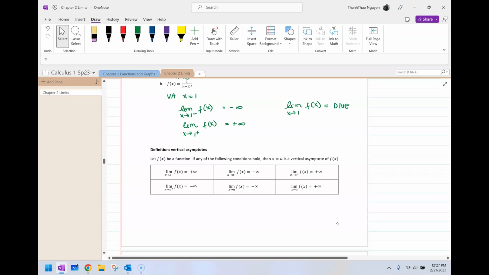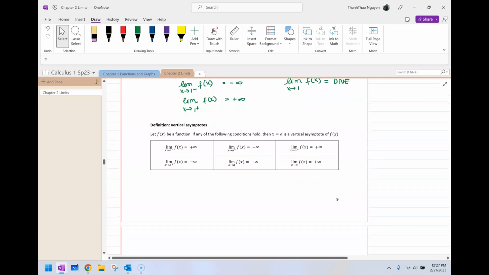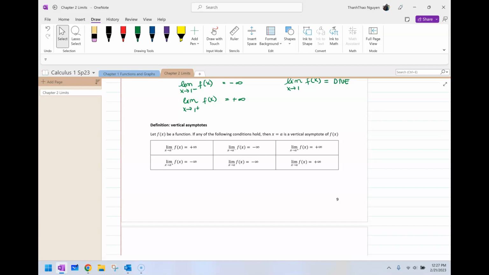Okay, let's define a vertical asymptote. Let f of x be a function. If any of the following conditions hold, then x equals a is the vertical asymptote of f of x. The limit as x approaches a from the left equals positive infinity or negative infinity. The limit as x approaches a from the right equals positive or negative infinity. And the limit as x approaches a is equal to either positive or negative infinity.